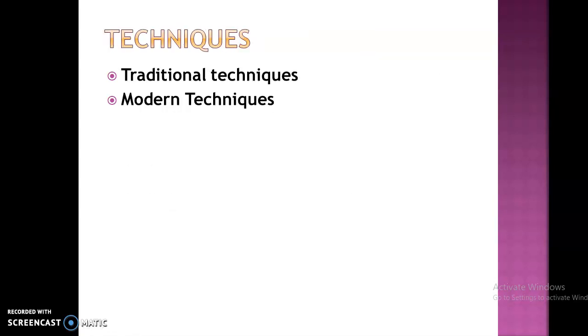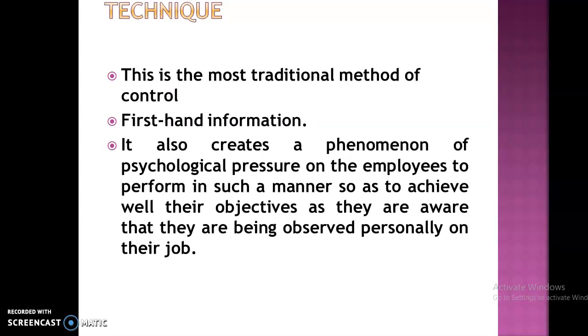So basically there are two techniques used for controlling all these activities in the organization. The first one is known as the traditional technique and the second one is known as the modern techniques. Let's look into the traditional techniques. One of the most important traditional techniques is known as personal observation. This is the first-hand information that's available to the managers for controlling the activities in the organization. The managers can monitor the performance of the workers in the department, as you all know.